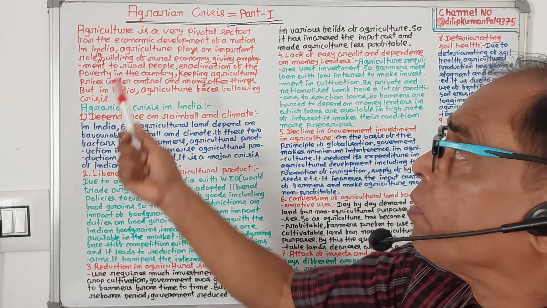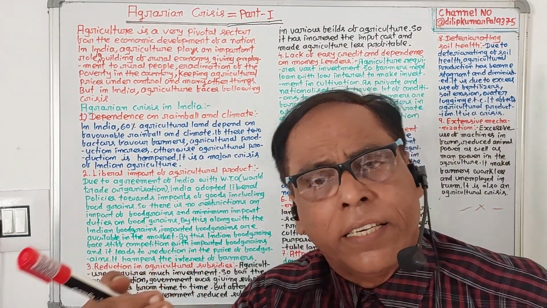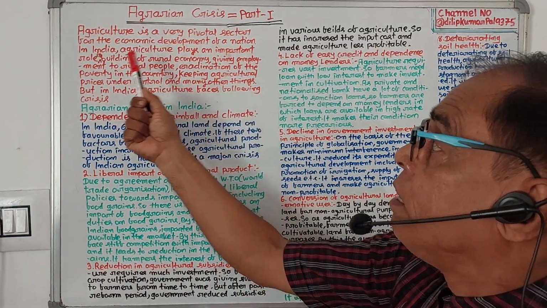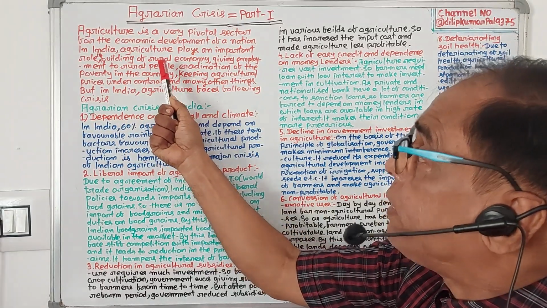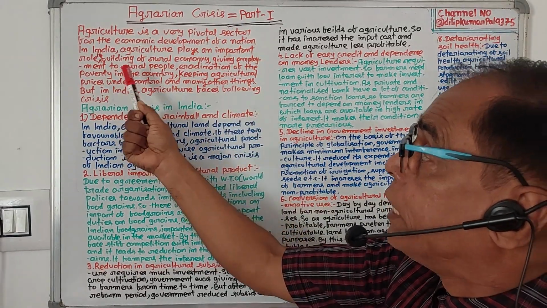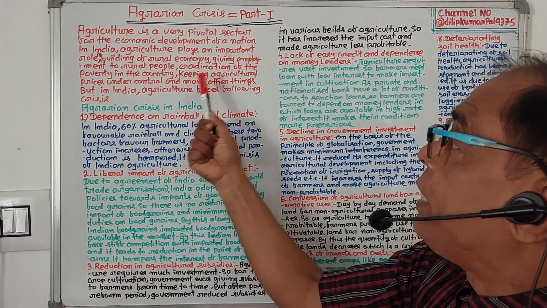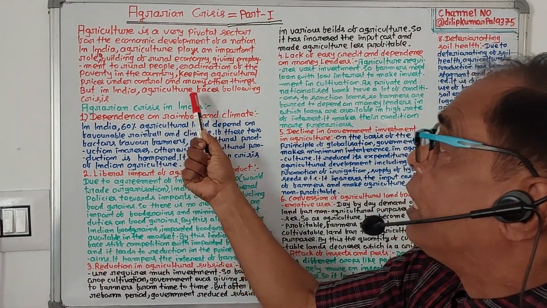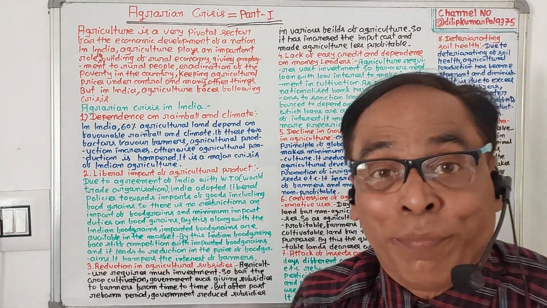Let us start. Agrarian crisis means crisis in the Indian agriculture sector. Agriculture is a very pivotal sector for the economic development of a nation. In India, agriculture plays an important role in building the rural economy, giving employment to rural people, eradication of poverty in the country, keeping agriculture prices under control, and many other things. But in India, agriculture faces the following crisis.